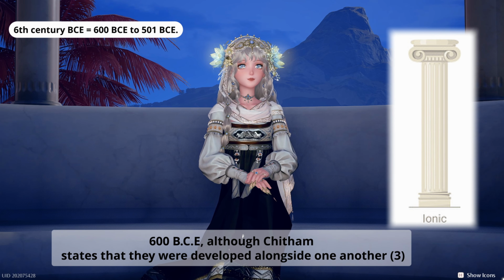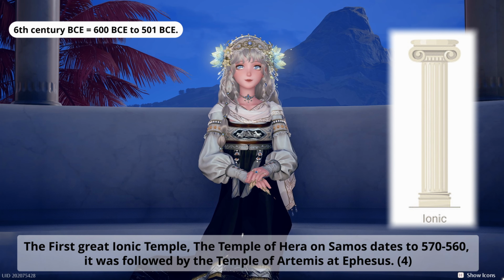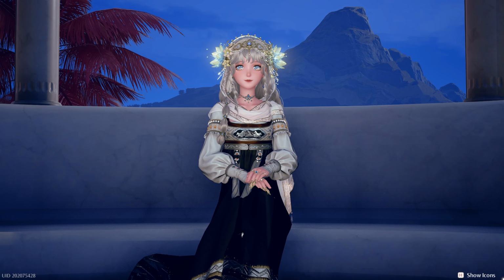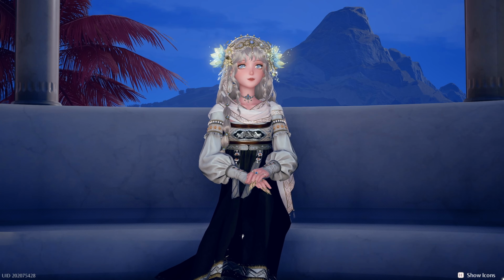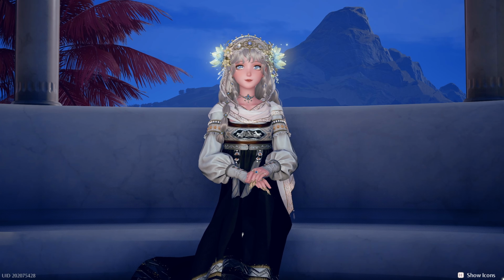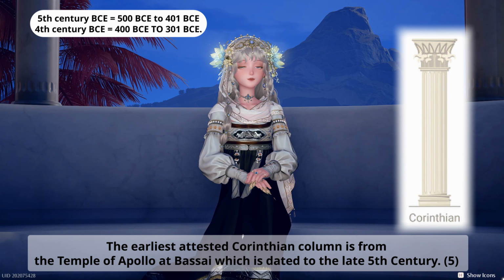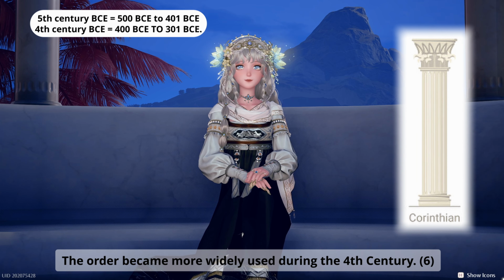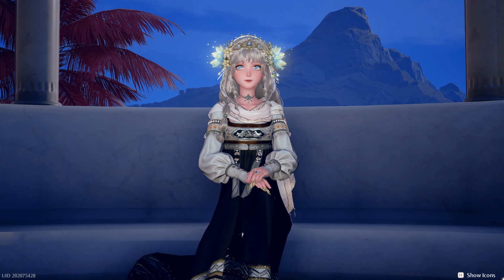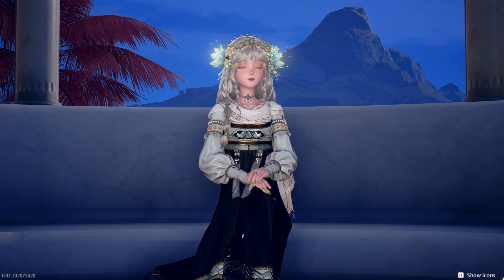The Ionic Order follows about a century later, in the 6th century BCE, and can be easily identified by the open scroll-like top. Alternatively, you could also say it looks like a curly moustache, if that helps you remember. Now, Corinthian style dates to the 5th to 4th century BCE and can be considered the most elaborate of the Greek orders, with a very detailed top.